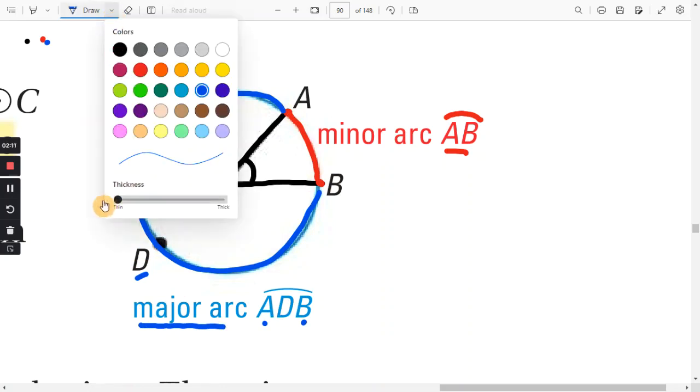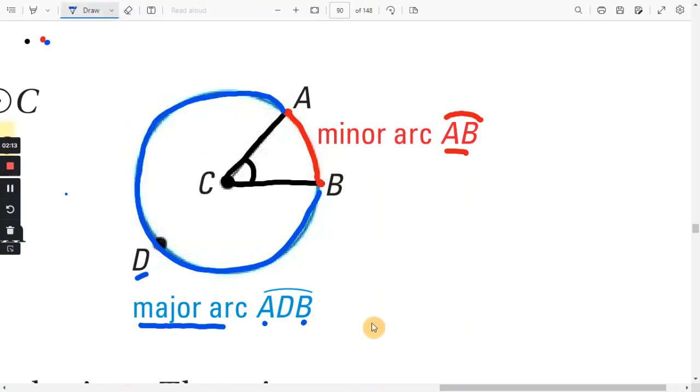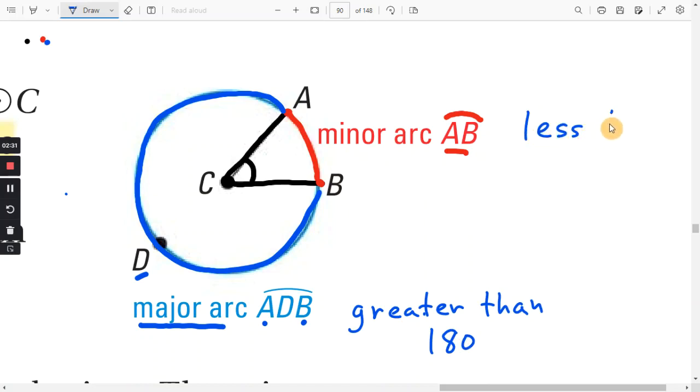All right, so the major arc is greater than 180. Okay, and the minor arc is less than 180. Okay, and we'll get to the semicircle a little bit later.